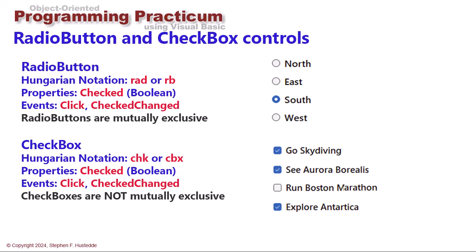The prefix for Hungarian notation is RAD, or I also use RB for radio button. And for Hungarian notation on the checkbox, it's usually CHK or CBX. Those are both commonly used. Key properties for each of those is the checked property. That determines whether the radio button or the checkbox has been selected.